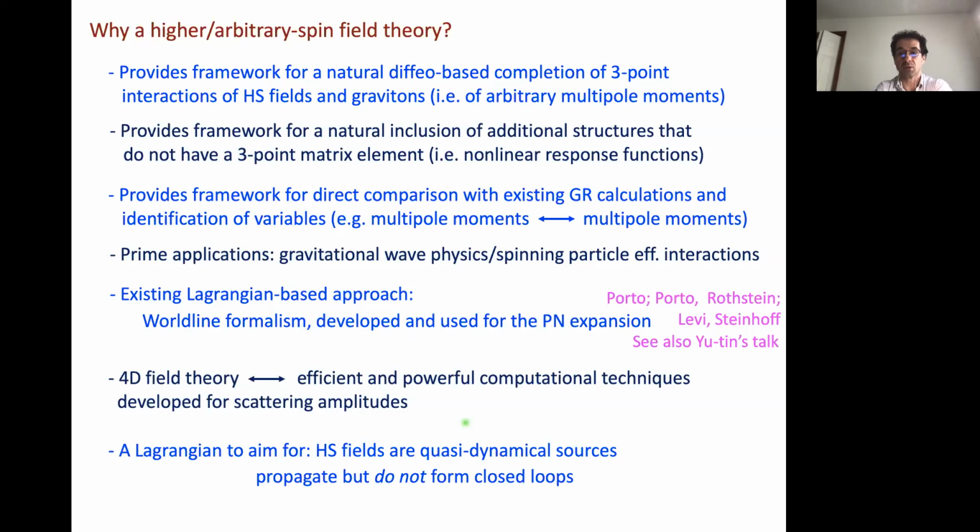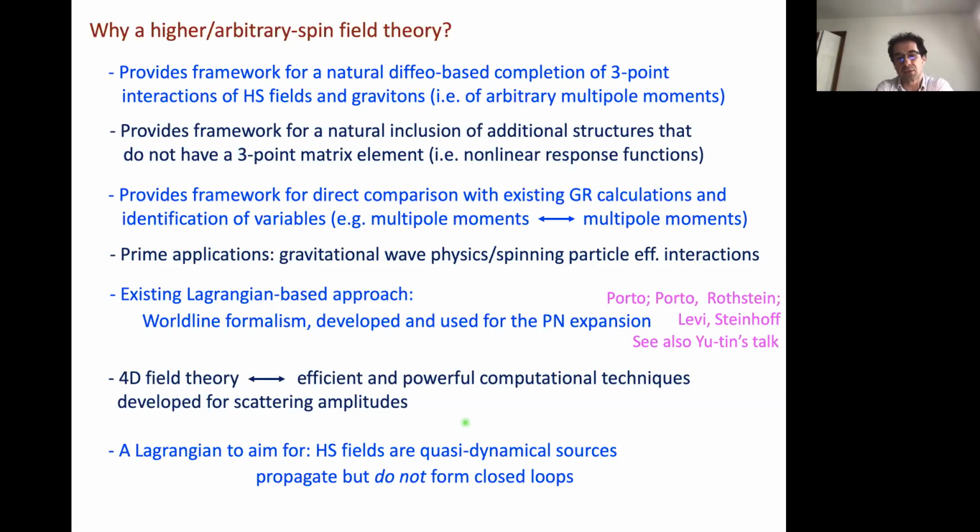They were developed and used extensively to describe the PN expansion, and some of them that will also appear later in this talk appeared in Yutin's talk earlier today. And last but not least, a four-dimensional field theory makes contact between higher spin fields and the efficient and powerful computational techniques developed for scattering amplitudes. So we may use those to actually compute what we want, in particular effective interactions of two bodies.